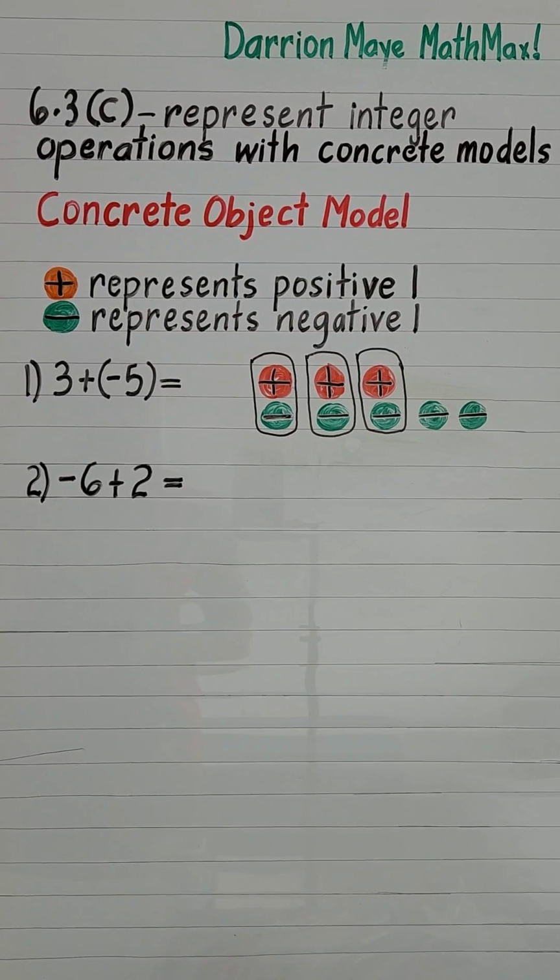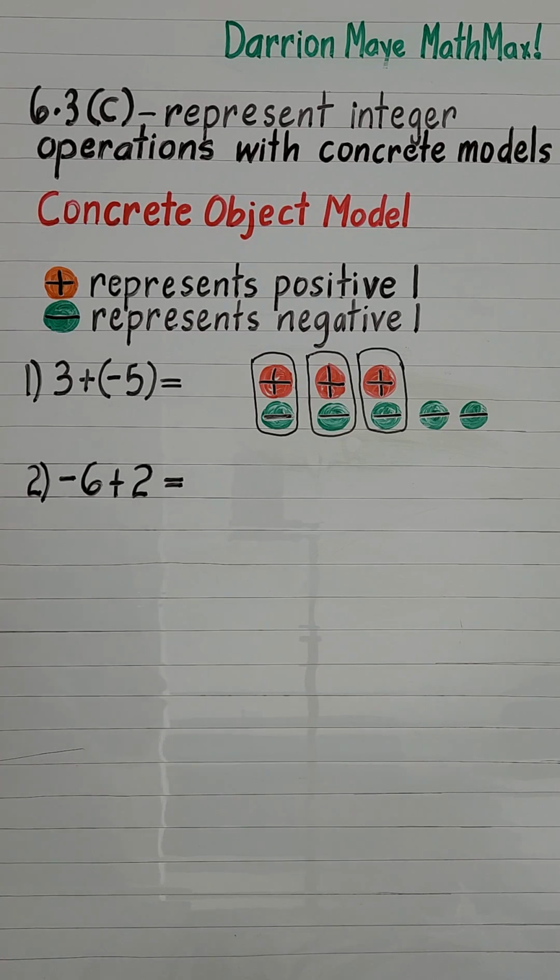And after we have stacked up the 0 pairs, we have 2 negatives left over. So that is -2. And therefore, 3 plus -5 is equal to -2.